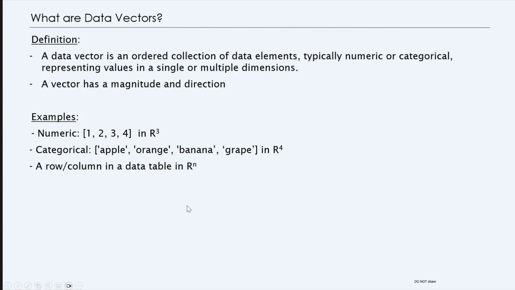Now, in general, a data vector is an ordered collection of data elements, typically numeric or categorical, representing values in one or multiple dimensions. A vector is defined by both its magnitude and direction, making it a fundamental concept in fields like data science. For example, if an observation is represented by a data vector, then its direction and size compared to another vector can tell us a lot about those two vectors.